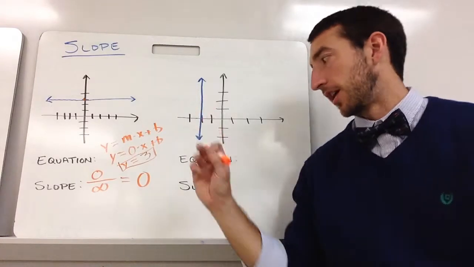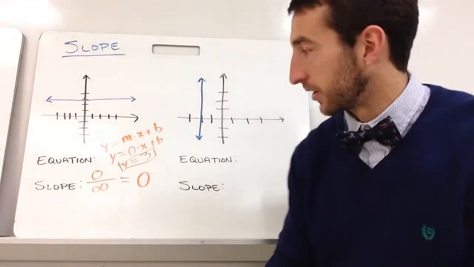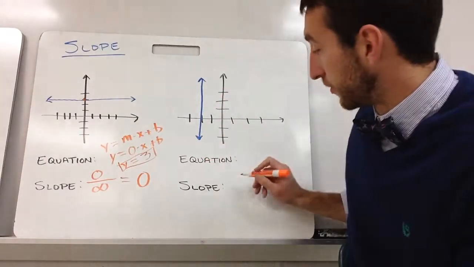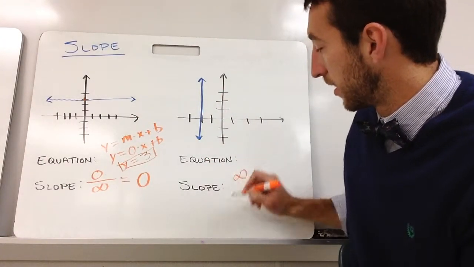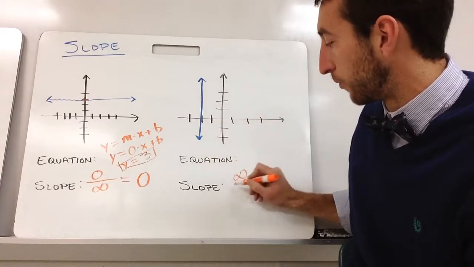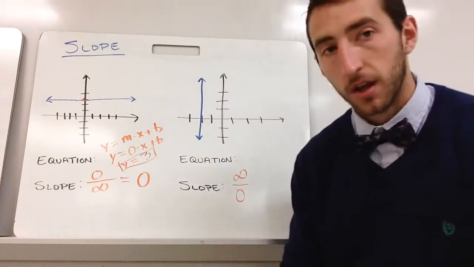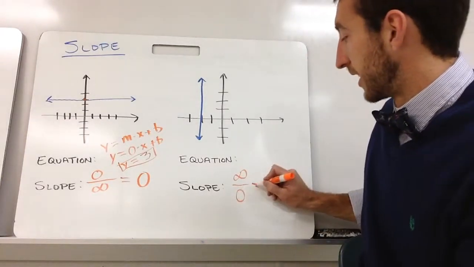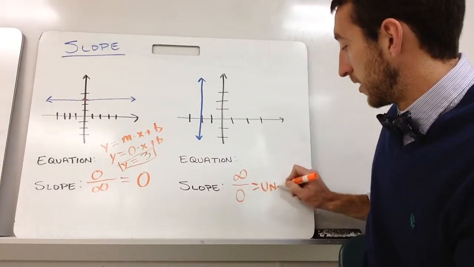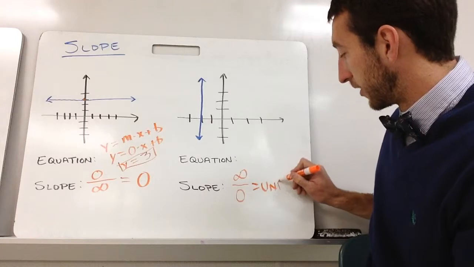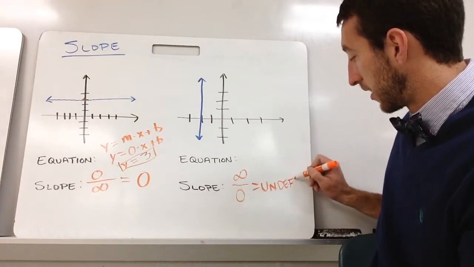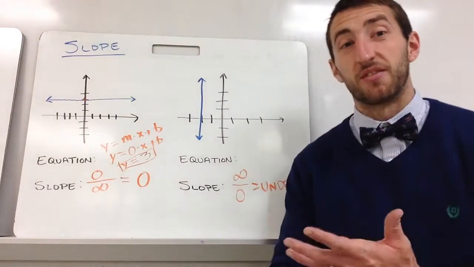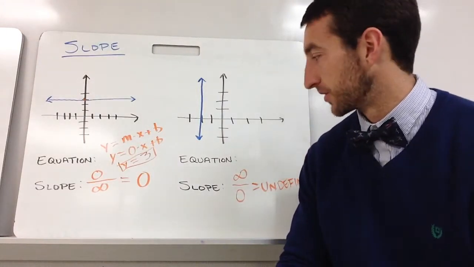For a vertical line, this works very similarly. I'm doing rise over run, but if you look at my rise, it's going to go to infinity because it goes up and down forever, but my run is 0. Now can we divide by 0? No, you cannot divide by 0. So that has a slope of undefined, because you can't divide by 0.